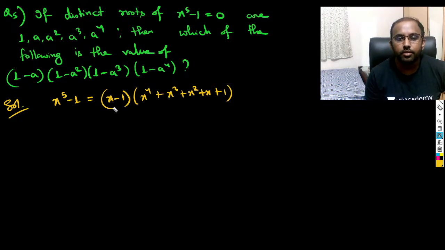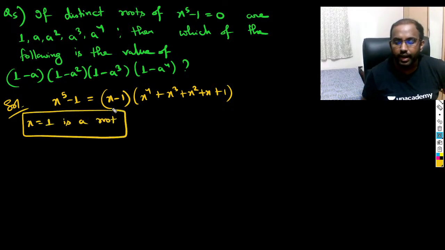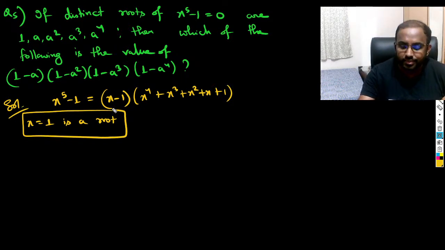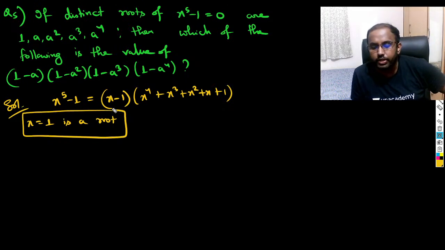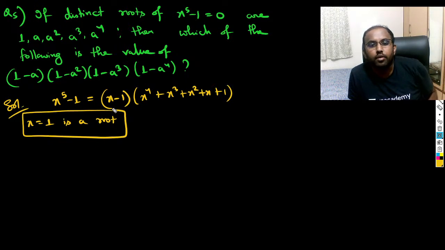So basically what I can see now is that x equal to 1 is a root of this equation. Once x equal to 1 is the root of this equation, that means a square, a cube, a to the 4 and a raised to 5 will all be distinct values.